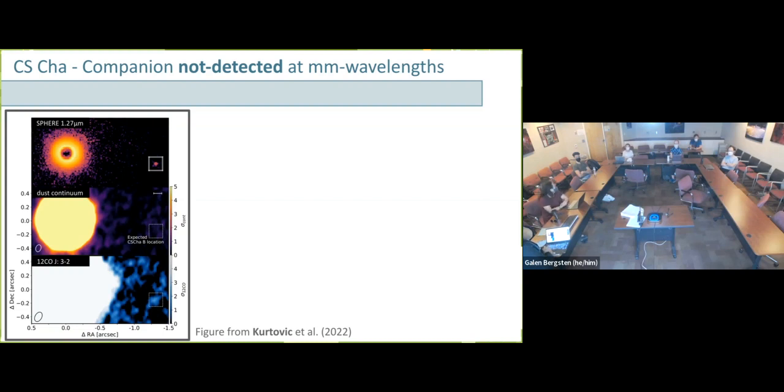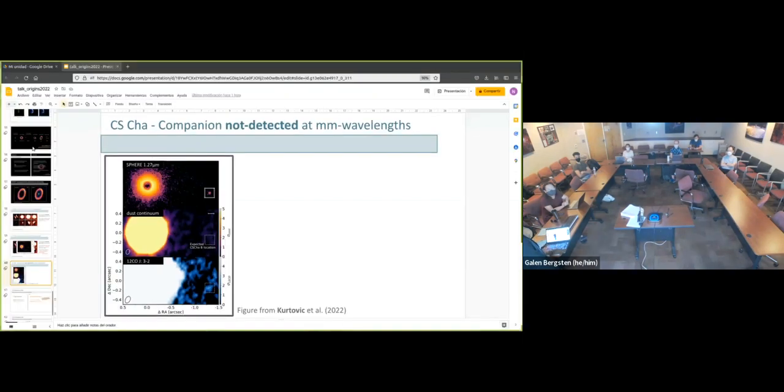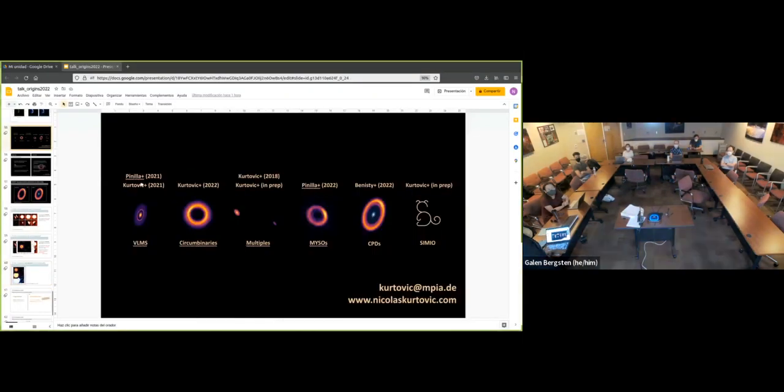Okay, any other next question? So I have a question about something you haven't talked about, the massive young stellar objects. How massive do you actually probe, and what is the major difference that you see compared to the very low mass objects?